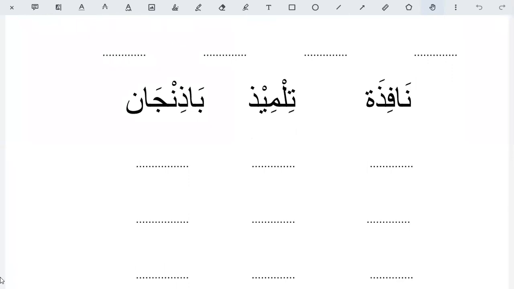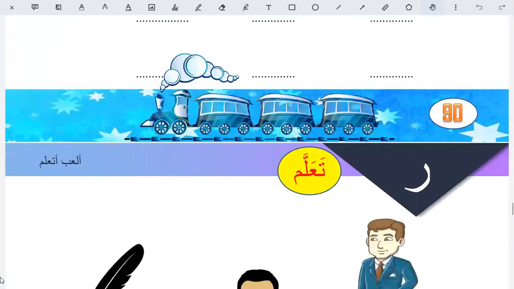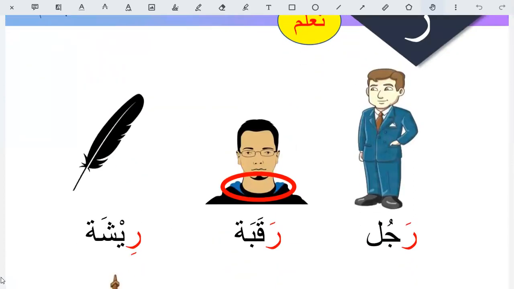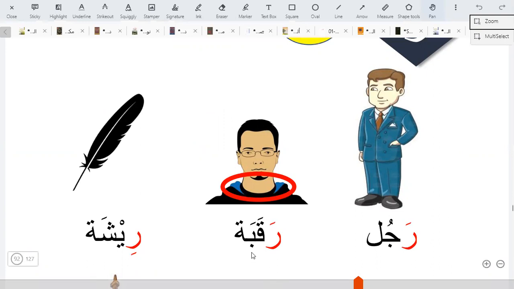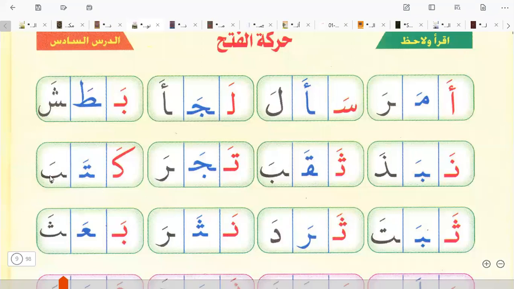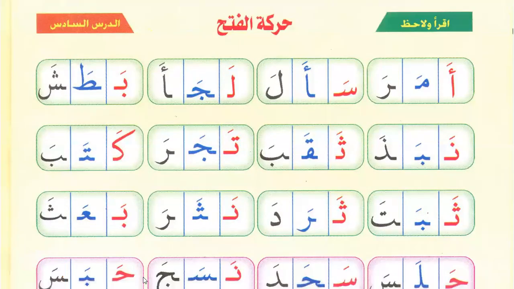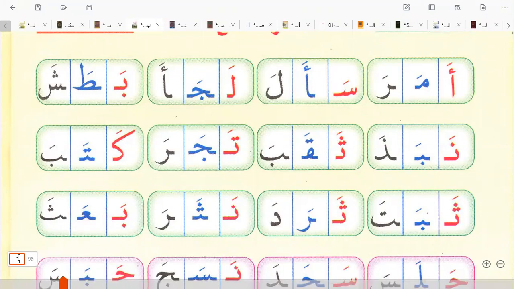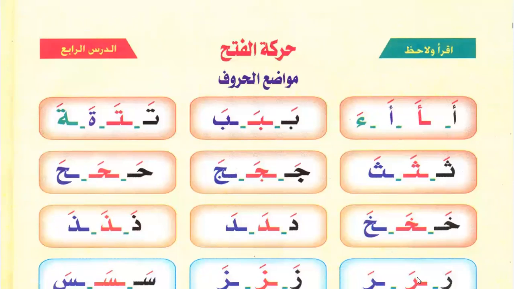Rian. Yes. Read the vocabulary. Nafiza, window. Tilmiz means student. Bazinjan, brinjal. Good. Do you have any question? No, no. Okay. Continue next time from that. Now we have this page. Okay. Rian. Yes. Read this.